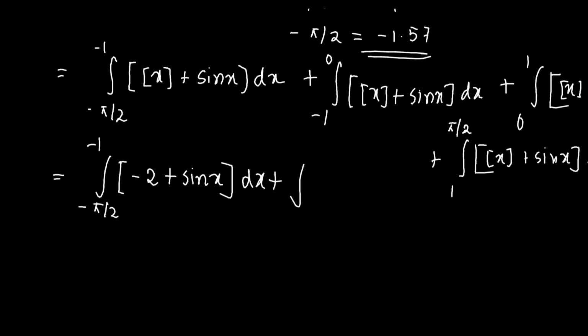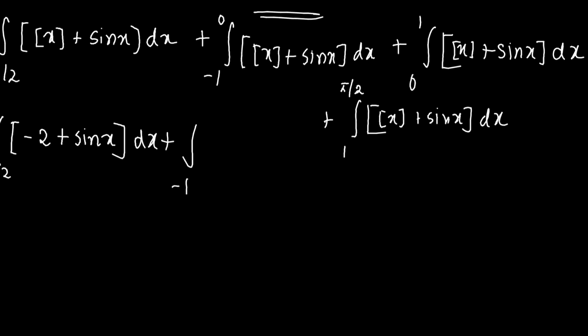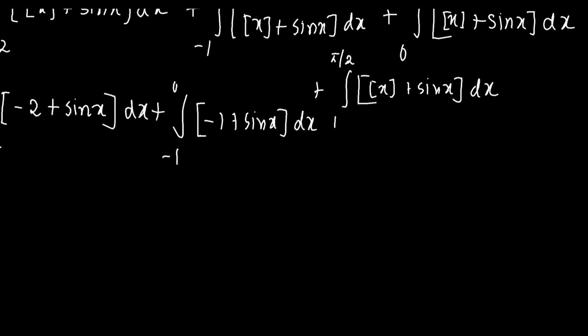In this case, when it is minus 1 to 0, what will be the condition? The box x will be minus 1, plus sin x. We have to be careful about these steps. In 0 to 1, what is the value of box x? It is 0. So I'm writing only sin x.